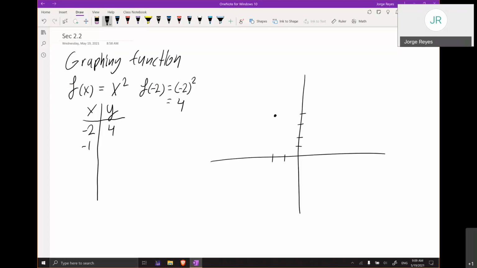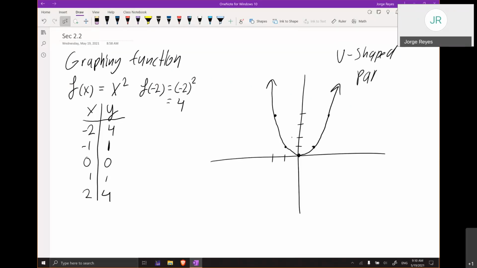So if I plug in -1, I get 1. If I plug in 0, I get 0. So on and so forth. And then hopefully you connect the dots and we get this thing. Okay. And basically we would just like you to memorize that x squared looks like this. All right. Specifically this U-shaped thing. It's called a parabola. Okay. So x squared will look like this.